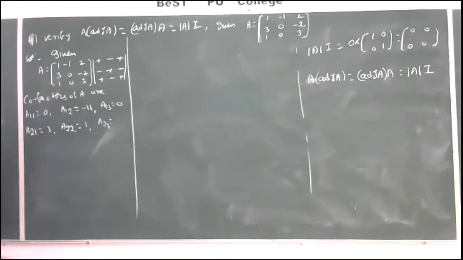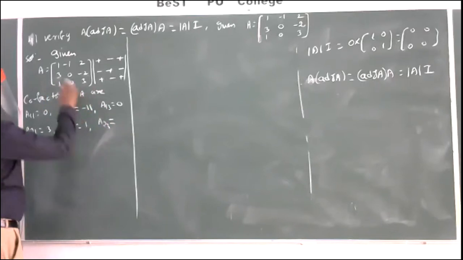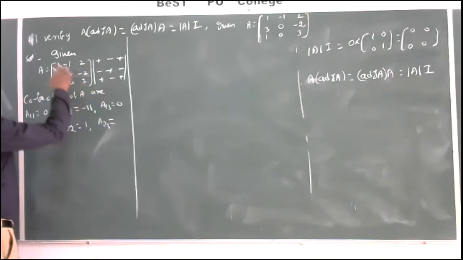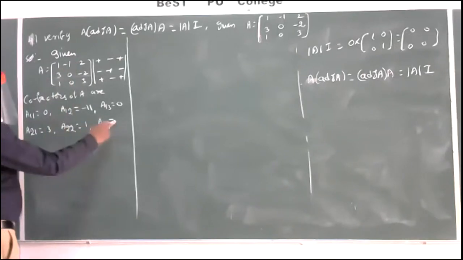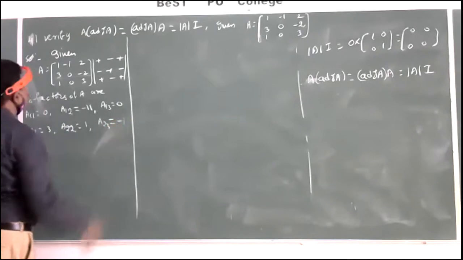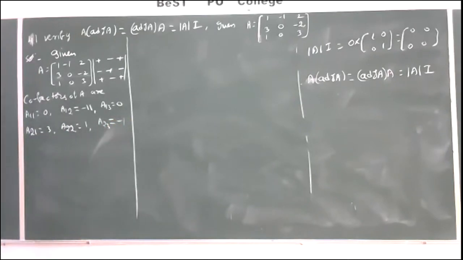A23, here minus, left second row and third column, 1 into 0, 1 into minus 1, that is minus 1 plus 1, again here minus is there, we get minus 1. Next A31, left this row and column, minus 1 into minus 2, 2 minus 0, that is 2. 3 plus 1, it is a plus only.